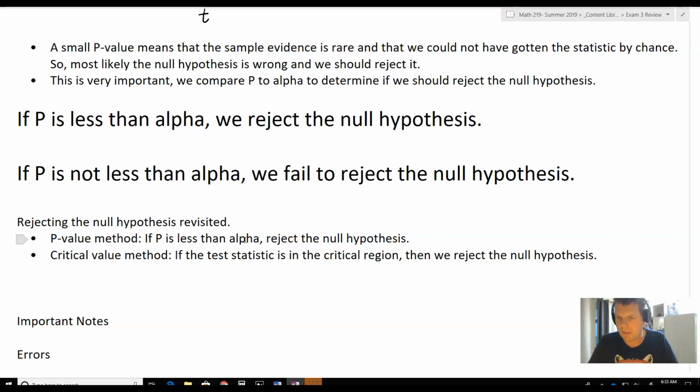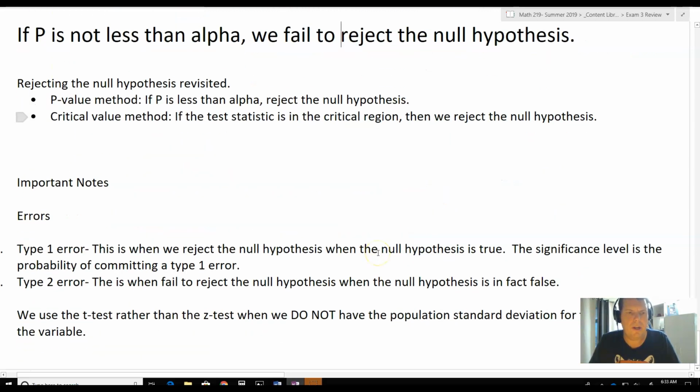You need to know both of them. You need to understand both of them for the purposes of our exam and for the final exam. The p-value method is that comparison between p and alpha. The critical value method is determining if the test statistic is in the critical region, and it essentially comes down to comparing your test statistic to your critical value. All right, some important notes.